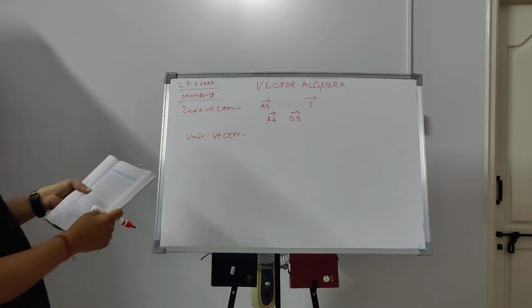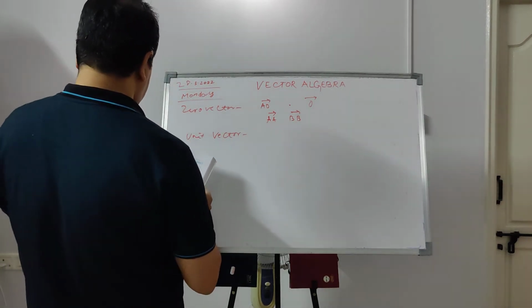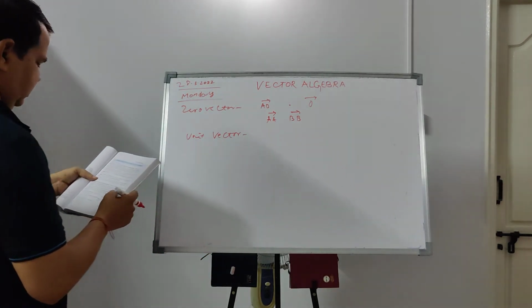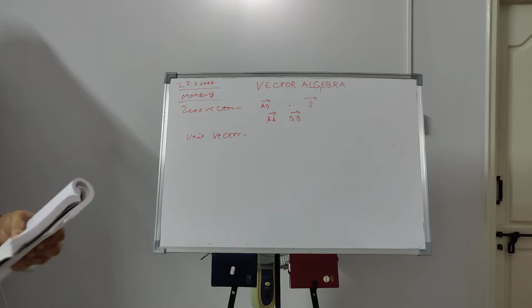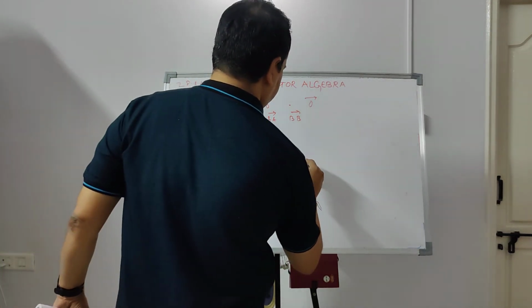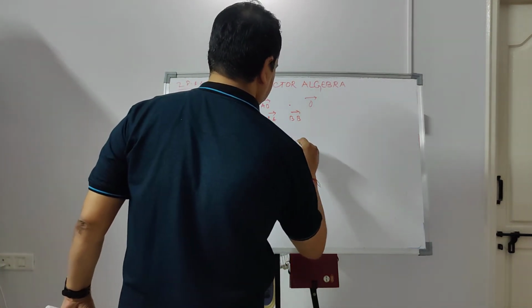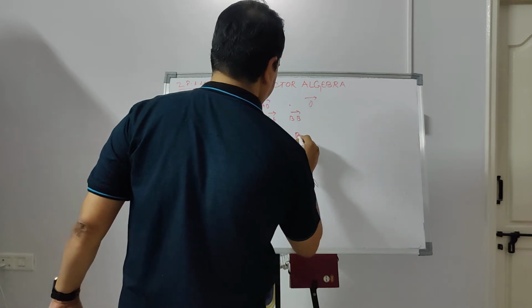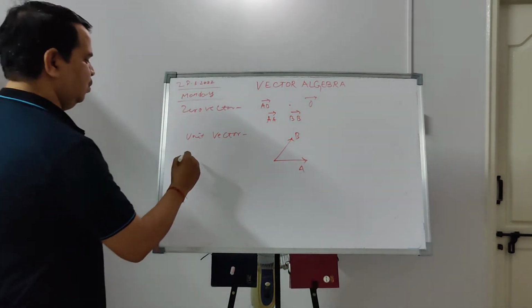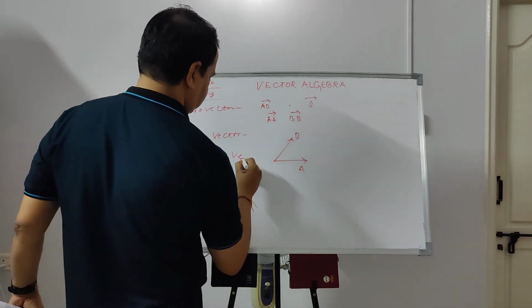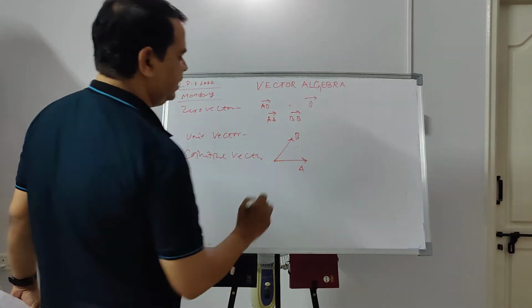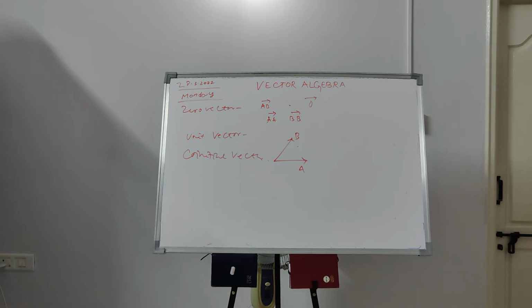Then co-initial vectors. Two or more vectors having the same initial point are called co-initial vectors. So if you have a vector like this and you have a vector like this, let us say A, this is B. So this is called co-initial vectors. That means both these vectors A and B are starting from the same point, same origin. That is called co-initial vectors.